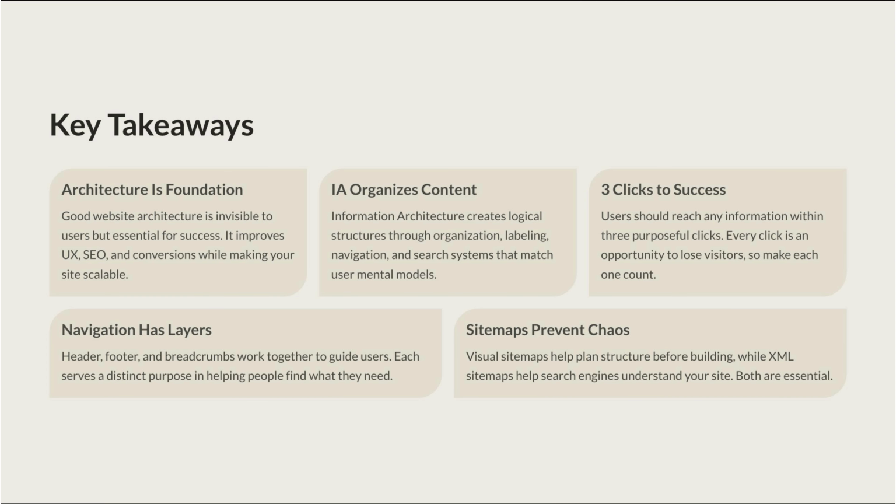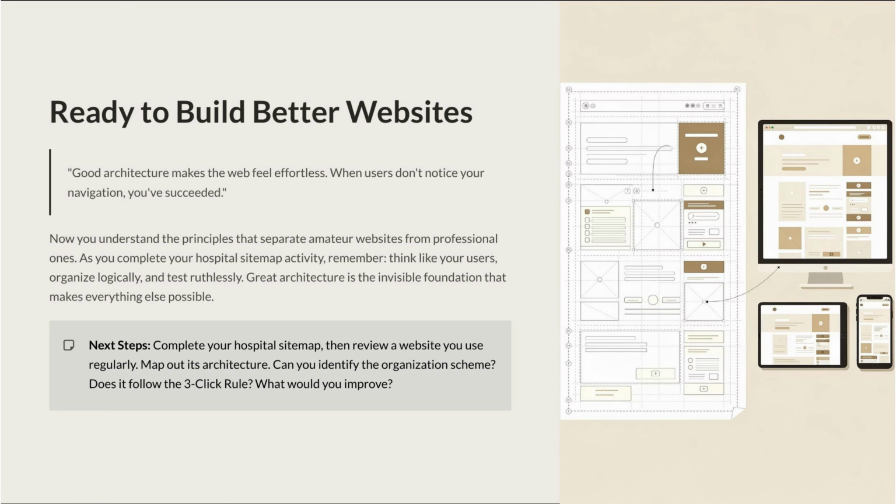Website architecture is the backbone of user experience, search engine optimization, and conversions. Information architecture organizes content through logical structures, aligning with user mental models. Ensure users can access any information within 3 clicks. Utilize layered navigation, header, footer, breadcrumbs, to guide users effectively. Visual and extensible markup language sitemaps are crucial for planning and search engine understanding. Great website architecture is seamless, guiding users effortlessly.